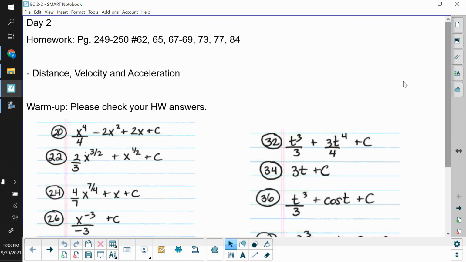Welcome to day 2. You can be writing in your planners that it is day 2 for our homework. You also could be working on your current problem set.